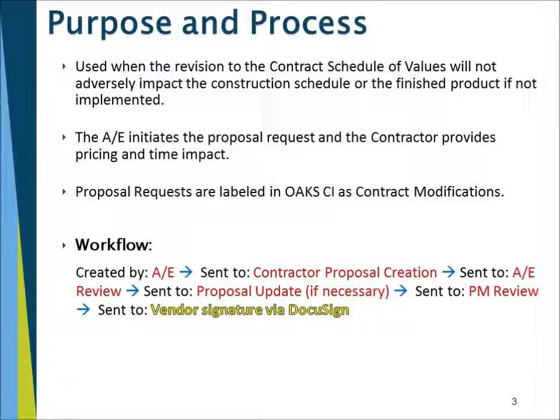The proposal request process is used when the revision to the contract schedule of values will not adversely impact the construction schedule or the finished product if not implemented. The AE initiates the proposal request, and then the contractor provides the pricing and time impact. Proposal requests are labeled in OCI as contract modifications. Again, it's created by the architect, sent to the contractor for proposal creation, sent to the AE for review, back to the proposal update if necessary, then to the project manager for review, and then it will go to the vendor signature via DocuSign.